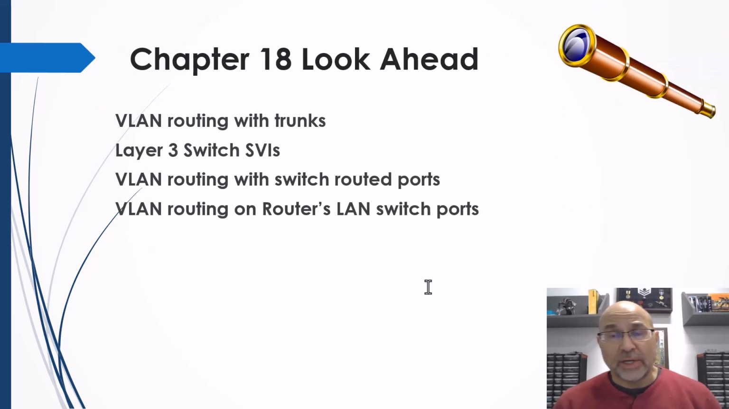All right, the quick look ahead. More exciting ground to cover as we look at routing in different scenarios, especially with VLAN. So that's what Chapter 18 is all about. We've got some switch virtual interfaces there. So VLAN routing with switch routed ports and the router's LAN ports, right? You can put a module in a router that gives you the switch ports. So going to be some very interesting and fun stuff in Chapter 18.